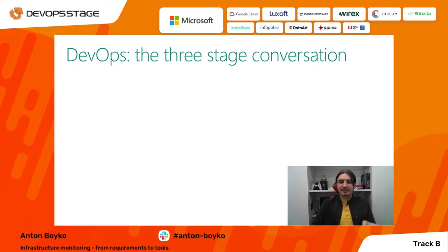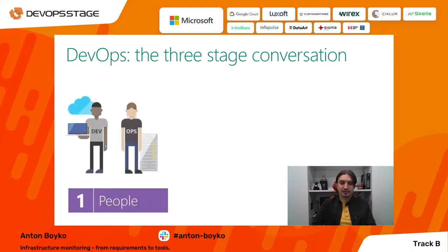The DevOps, the three stages of the conversation. Let's say that you want to change something, and let's say that you want to do the monitoring in a proper way. Start with the requirements and then basically go to the selection of tools and implementing those tools. So the first stage that you need to handle is the people stage. So you need to create that common ground. You need to explain to all your team members why this is important and how they can contribute and how they can benefit from that afterwards.